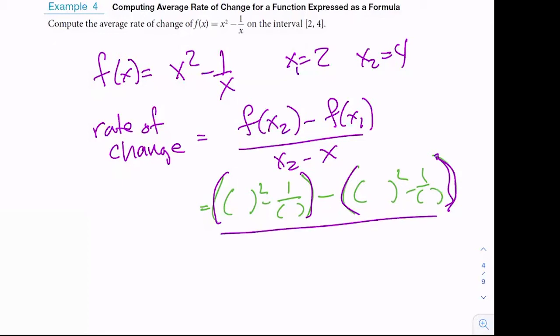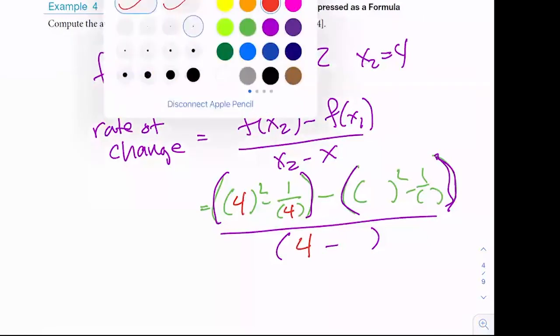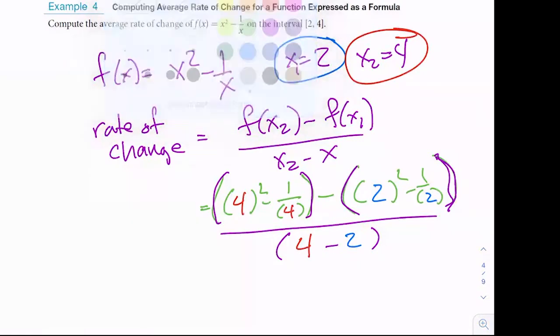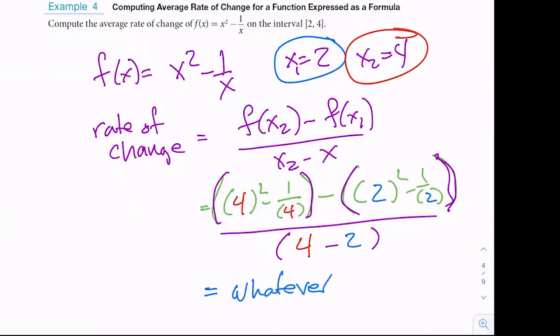And then we divide by, so in this case, we plug in 4 and 4, and then we'll do 4 minus. And then let's pick a different color, and we'll plug in 2 and 2 and 2. And so then it's just a matter of simplifying that expression. Equals whatever. I don't want to take the time now to calculate that all out. You plug it into your calculator, you simplify the fractions, and you get a number. And that number will be the slope of the curve between those 2 points.